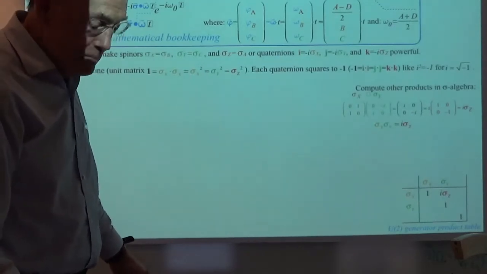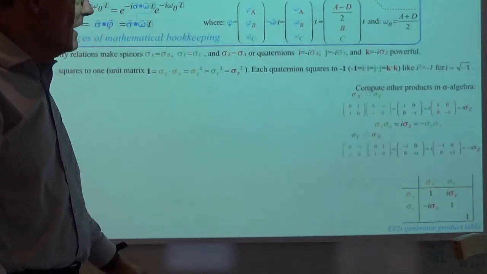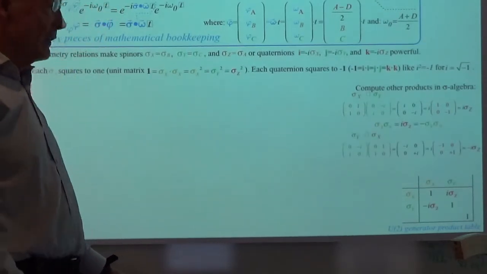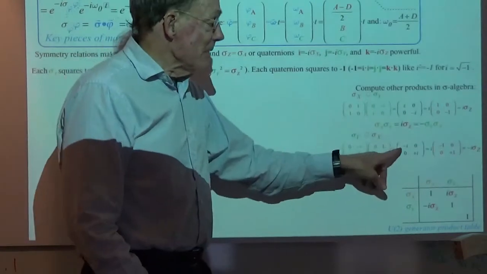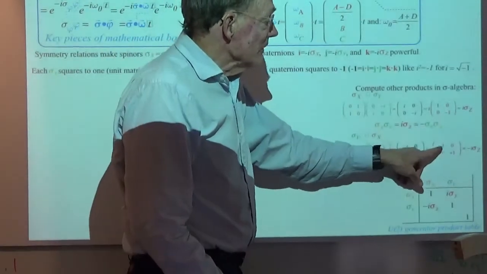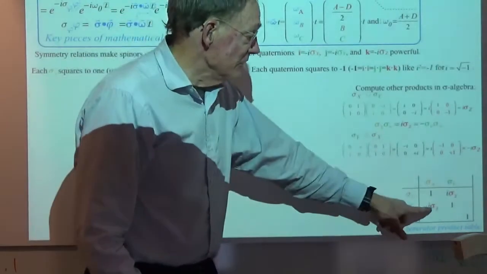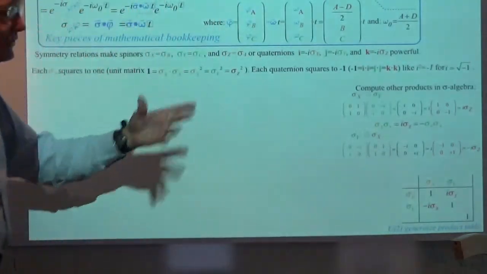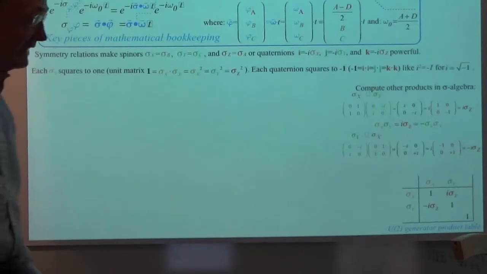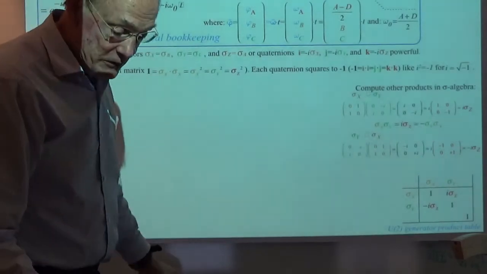But when you do it backwards, that is y times x, you don't get the same thing. This time I get I times minus z. When I go backwards, I get minus. So there's an antisymmetric product that we're dealing with here.